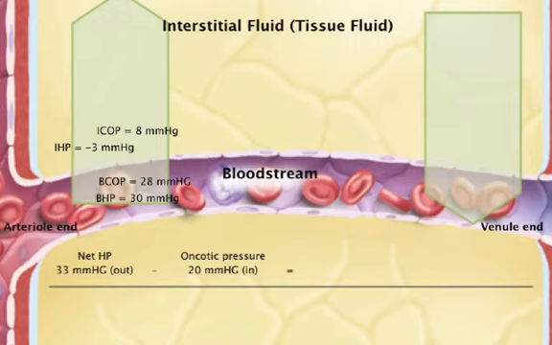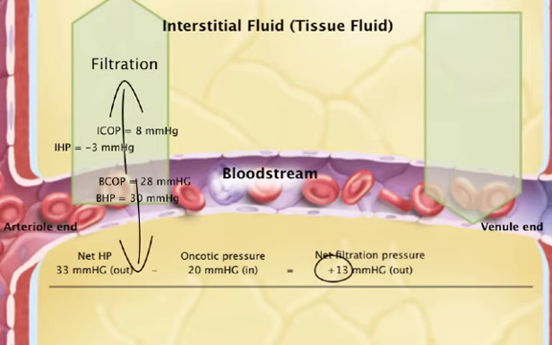So now we compare the forces moving out of the capillary to those moving into the capillary. We call that the net filtration pressure. If the number is positive, we have filtration, which is usually the case at the arterial end of the capillary where nutrients and oxygen are delivered to the tissues.